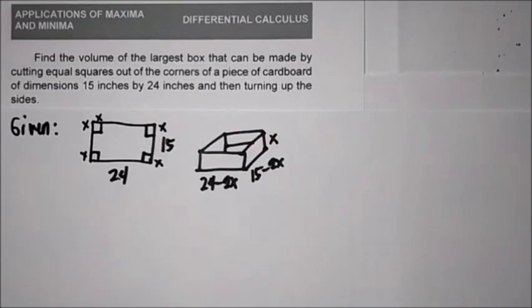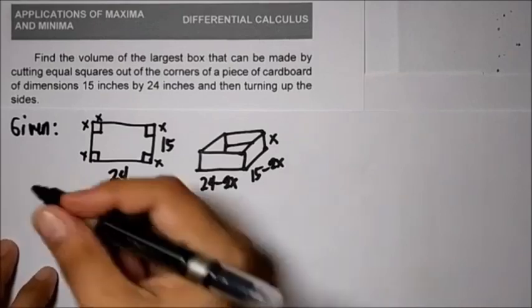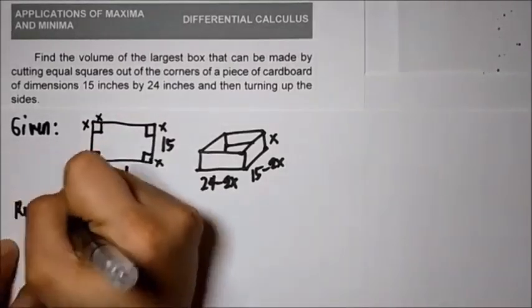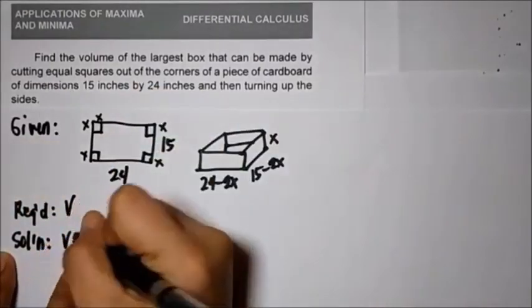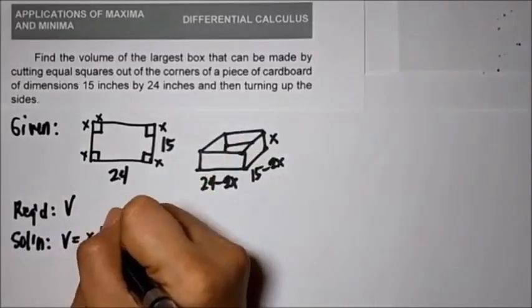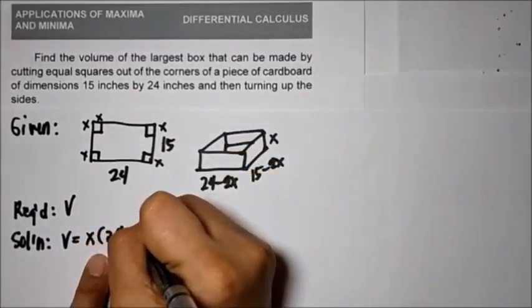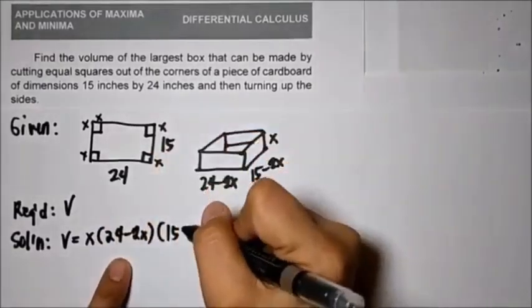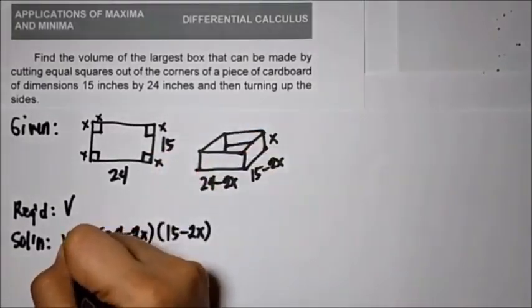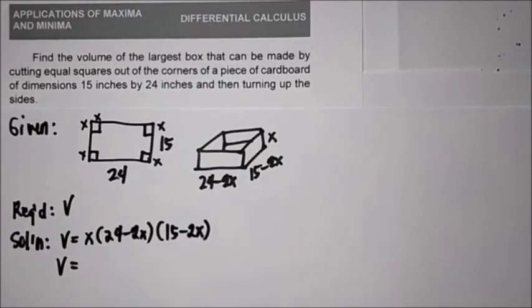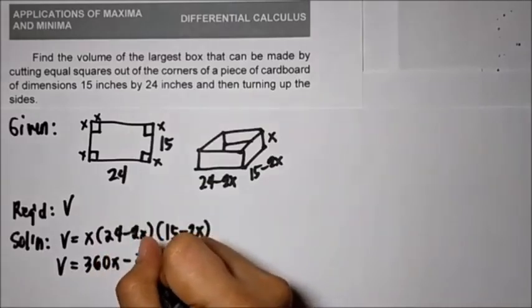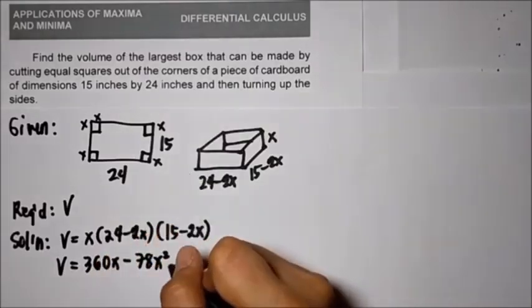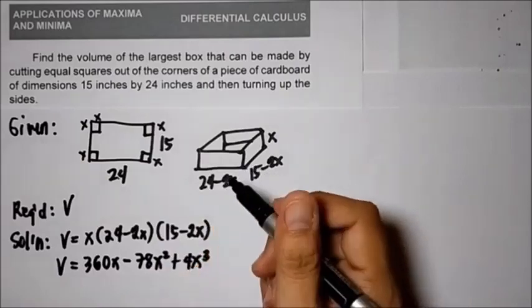So largest box, so it means that it would be the volume of the largest box. So what would be the required? The required is the volume. So let's now solve for the volume. So volume is length times width times height. So we have x times 24 minus 2x times 15 minus 2x. So solving this, we will be having 360x minus 78x squared plus 4x cubed.